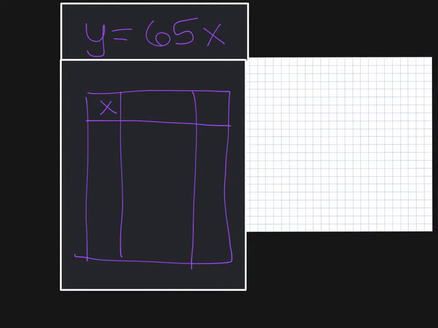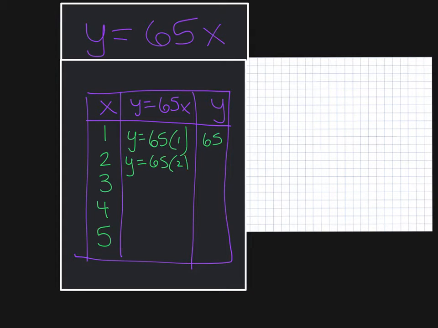So x, y equals 65x. Now here's the thing, when you're graphing, you usually get to choose your x values. It's your independent variable. But in this case, I'm going to tell you 1, 2, 3, 4, 5 hours. So y equals 65 times 1, 65. y equals 65 times 2, 130. y equals 65 times 3, it's 195, and so on.